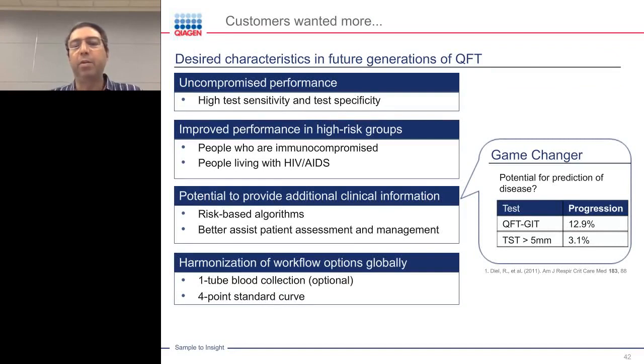So when we think back to what everybody wanted in the new test, we had to keep that high specificity and bring forward some improved sensitivity, particularly in the setting of the immunocompromised, understanding how we could add more information in terms of risk-based algorithms, as I was showing you in the setting of contacts, being able to identify potential recent infection. And then the big question going forward is how this helps us in terms of prediction of disease progression.